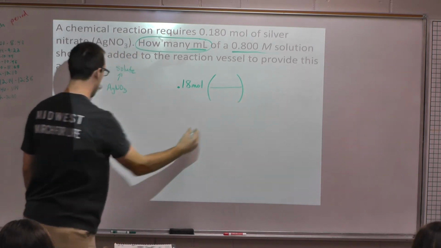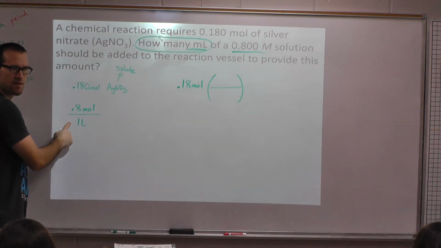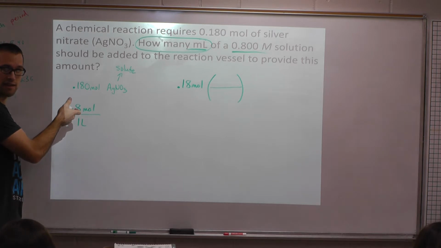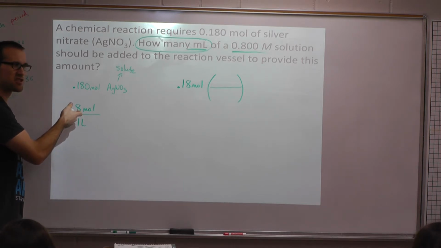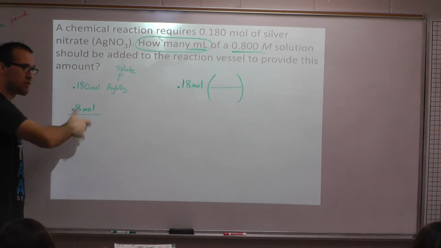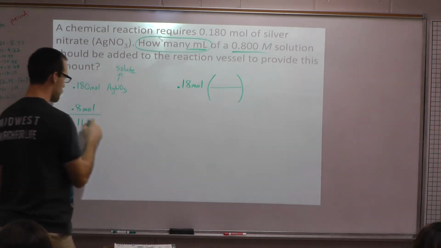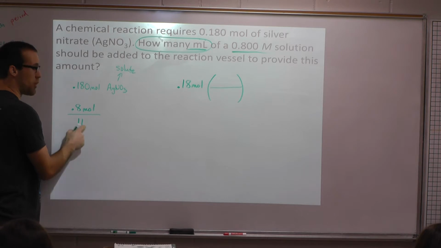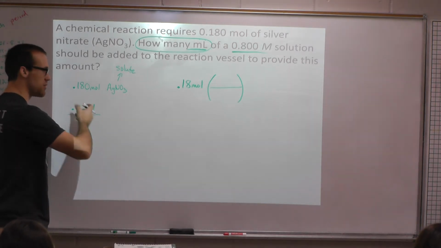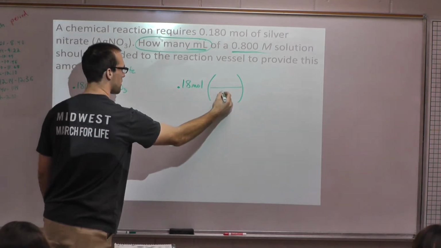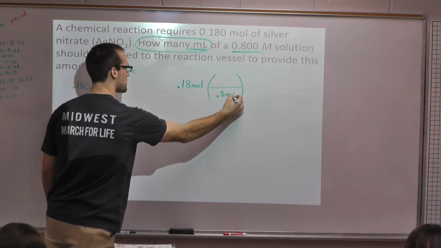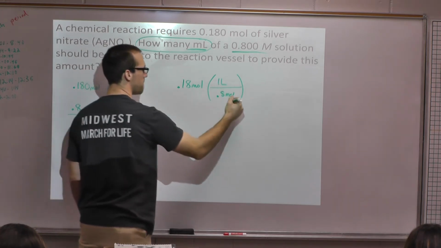But notice what I have to do with this. Flip it. Flip it. Everybody see that? It doesn't change that they equal each other. I'm just switching it so that I can solve for a different unit. So that doesn't mean I'm taking 0.8 and putting it with the liters. No, I'm taking the reciprocal of it. So 0.8 moles, 1 liter.